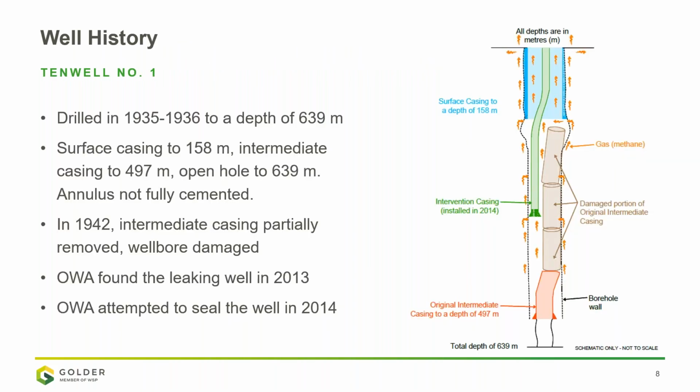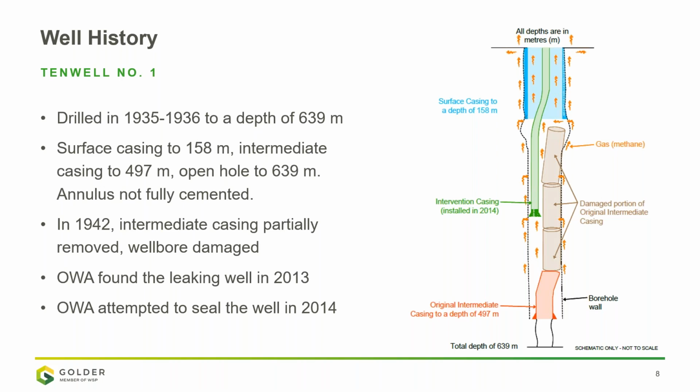The well was drilled in 1935 and 1936 to a depth of 639 meters. A surface casing, shown in blue, was installed to 158 meters. An intermediate casing, shown in brown and red, was installed to 497 meters, and the well was open hole below that. The annular space was never fully cemented, and the well was never put on production.